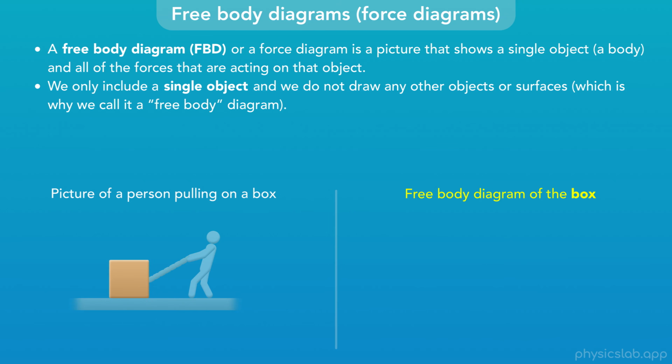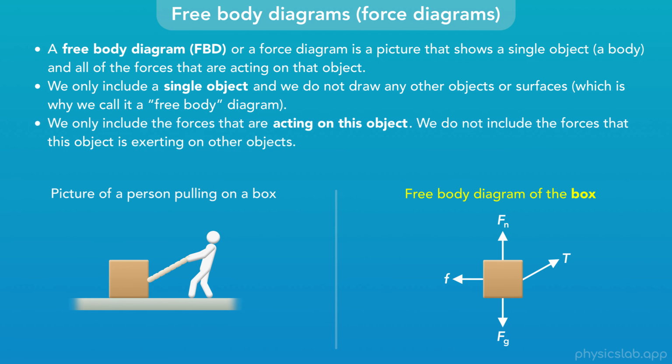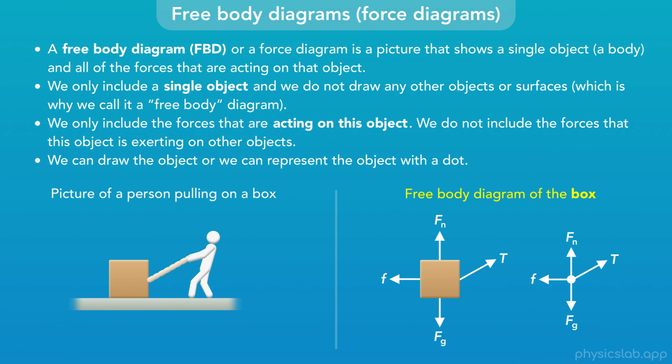The body, which is the box, is free and it's isolated from the environment and other objects. Also, we only include the forces that are acting on this object. We do not include the forces that this object is exerting on other objects. Also, we can either draw the object, or we can represent the object with a dot. This might make things easier to see if the object is large or has some weird shape.